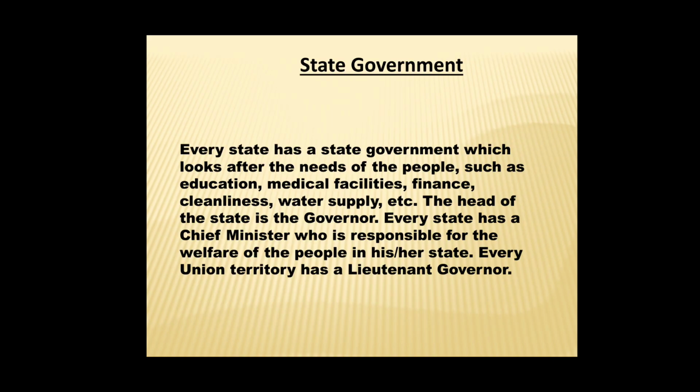The second type of government is state government. Every state has a state government which looks after the needs of the people such as education, medical facilities, finance, cleanliness, water supply, etc. The head of the state is the governor. Every state has a chief minister who is responsible for the welfare of the people in his or her state. Every union territory has a lieutenant governor.